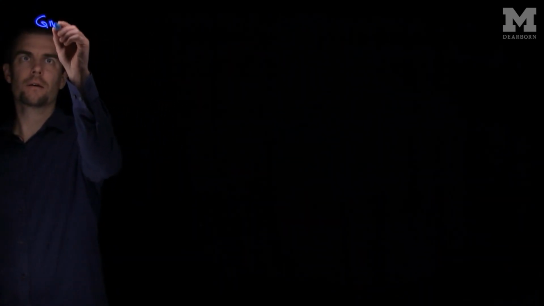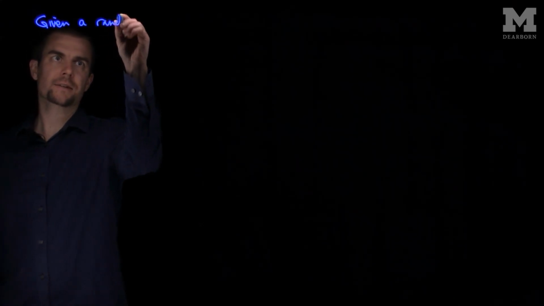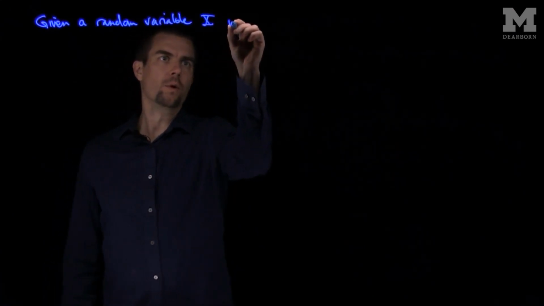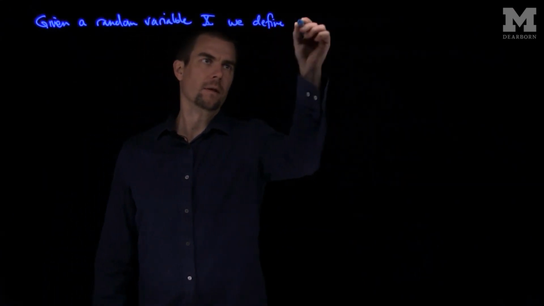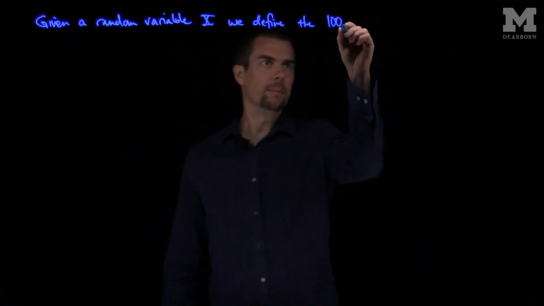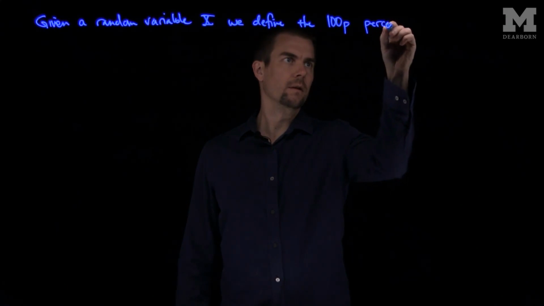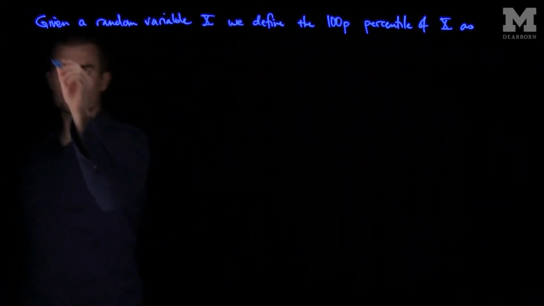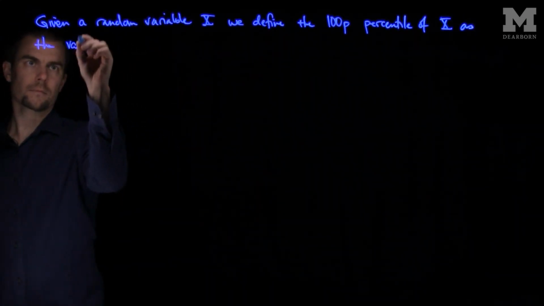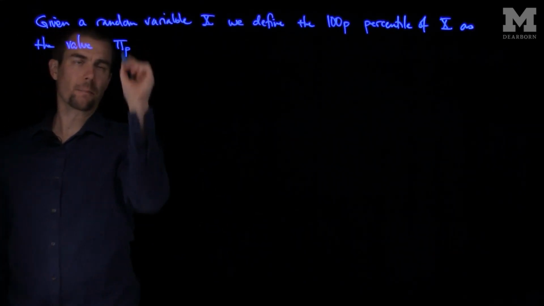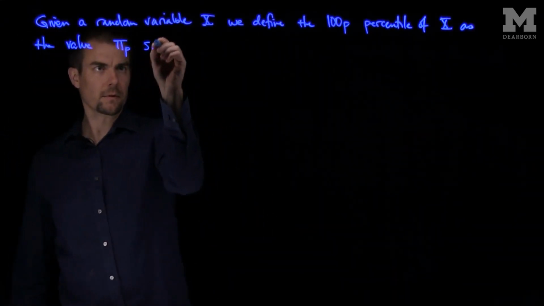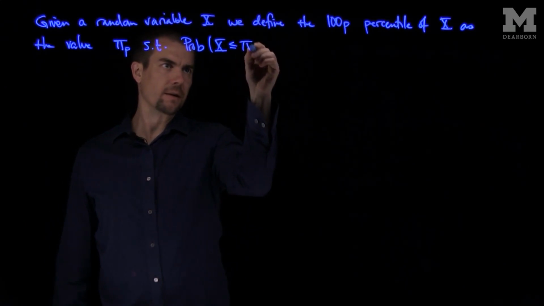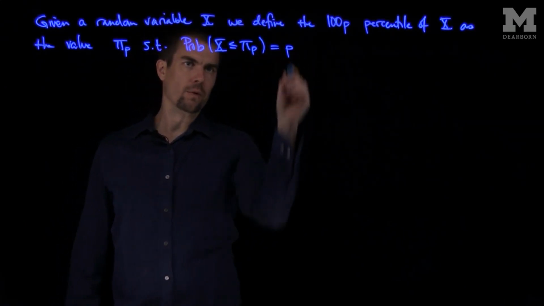If we're given a random variable x, we define the 100 times p percentile of x as the value pi sub p, such that the probability that the random variable x does not exceed pi sub p is equal to p.